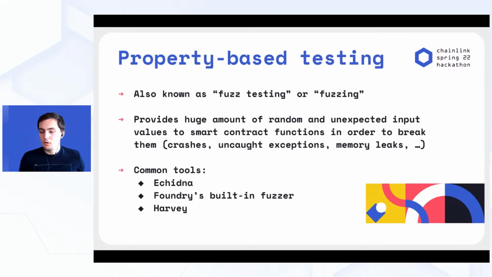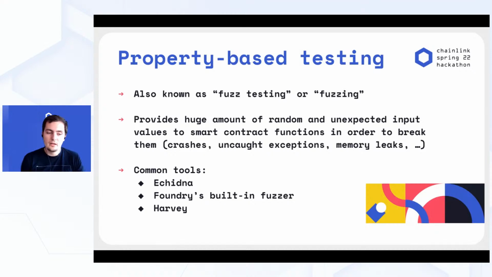Next up, property-based testing, also known as fuzz testing or fuzzing. It's actually a really common way to do it now, as a part of your standard testing suite, because it's very powerful. So basically, fuzzers provide a huge amount of random and unexpected inputs to your smart contract functions in order to break them. So what's breaking? It's a crash, unhandled exceptions, memory leaks, and so on and so forth. So some common tools which you can Google for fuzzing are Echidna. Echidna can be easily used using some Docker images. We used Echidna in Hardhat Starter Kit, so maybe you can see it there.